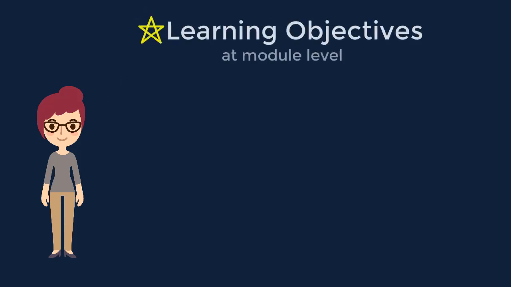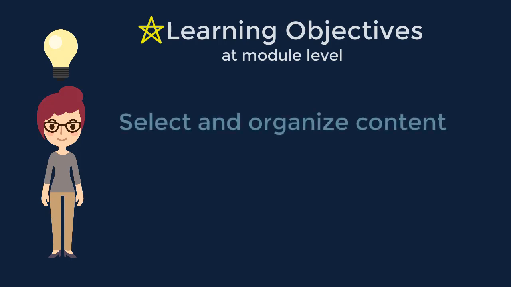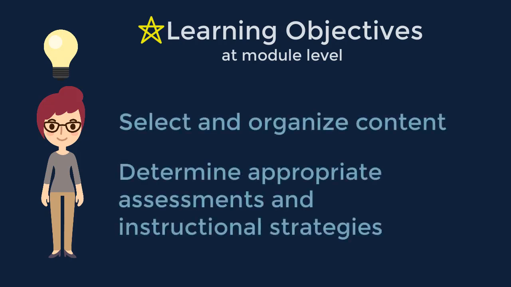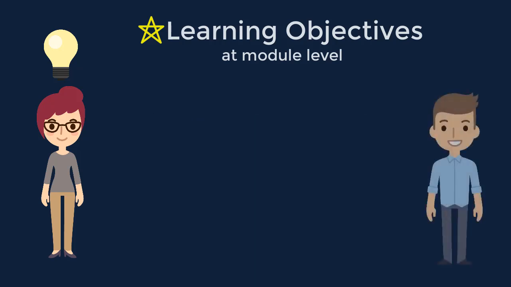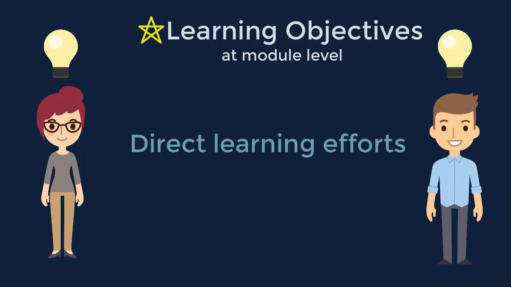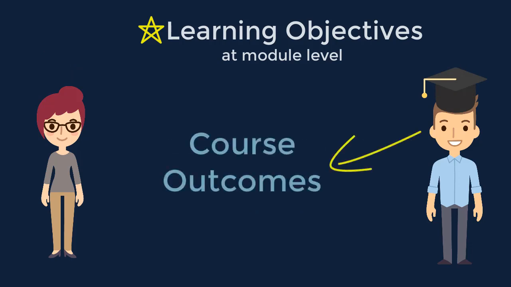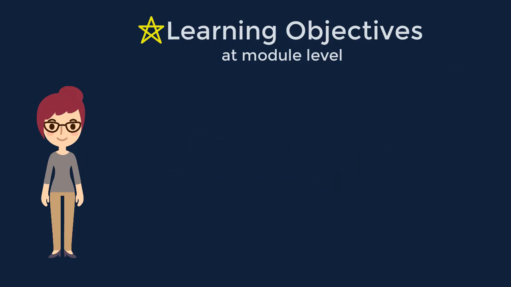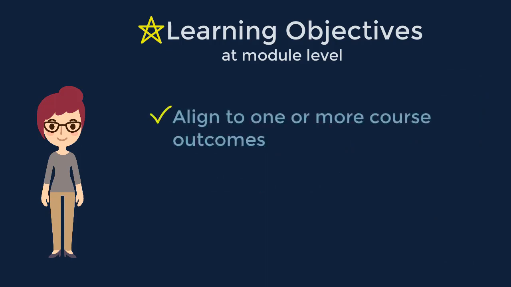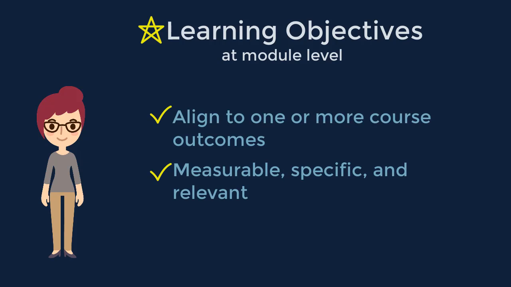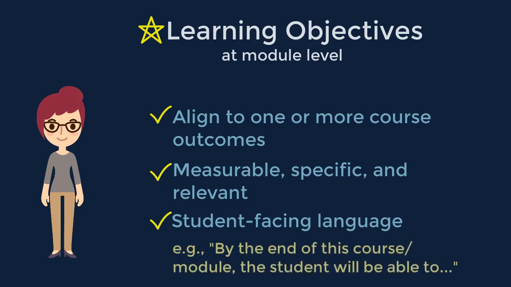Articulating your learning objectives will help you select and organize course content and determine appropriate assessments, instructional strategies, and content. It will also help students direct their learning efforts appropriately and monitor their own progress. The mastery of these objectives should allow the student to successfully meet the higher level course outcomes. Each module objective should align to one or more course outcomes, be measurable, specific, and relevant to how the student will use the module material, and be written with student-facing language.